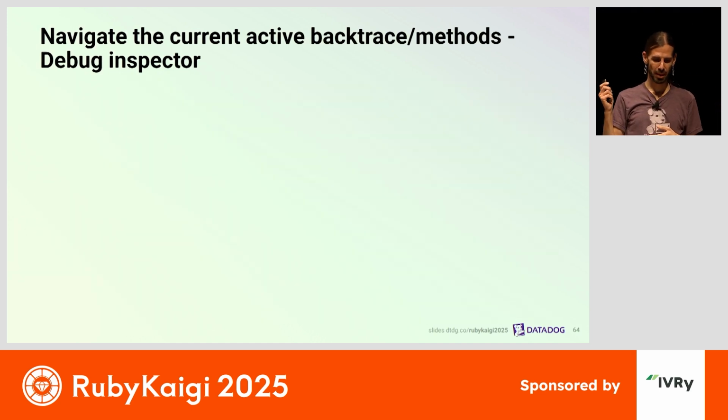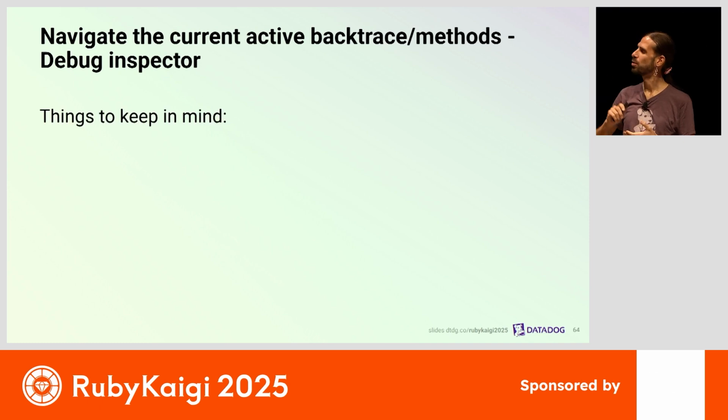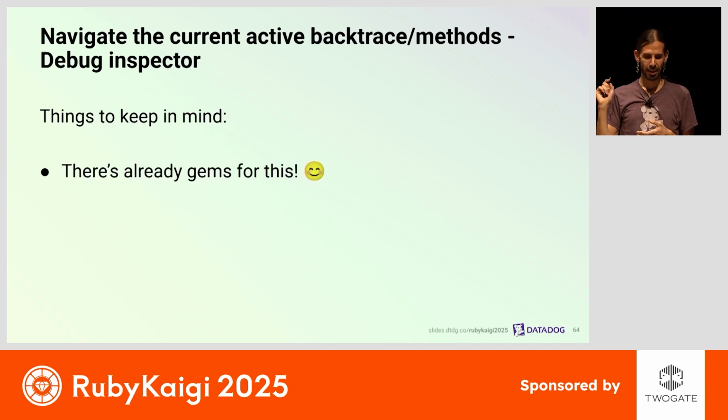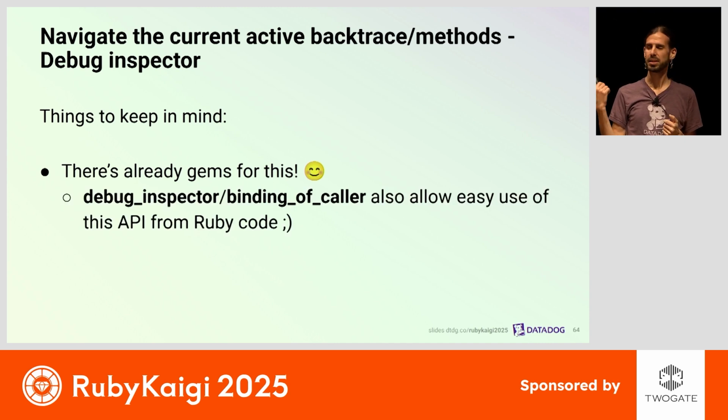So, things to keep in mind when you're using the debug inspector. There are already gems for this. If you use the binding of caller gem or the debug inspector gem, the whole thing these gems do is give you access to the debug inspector from Ruby code. So you don't actually need to write C code to use the debug inspector. But this is a really powerful thing that you cannot do in any other way in Ruby.